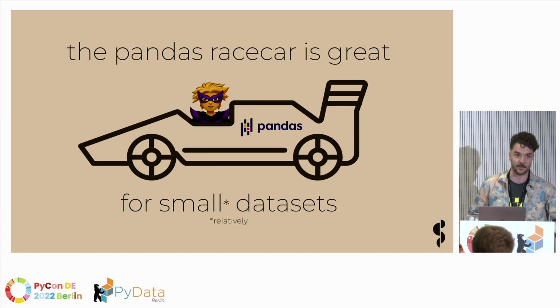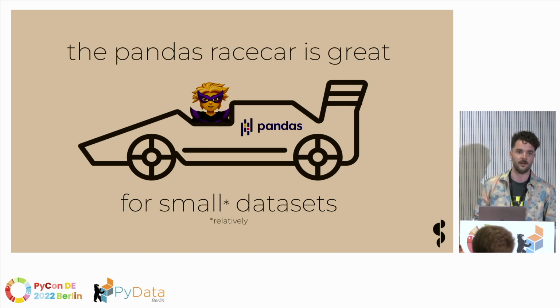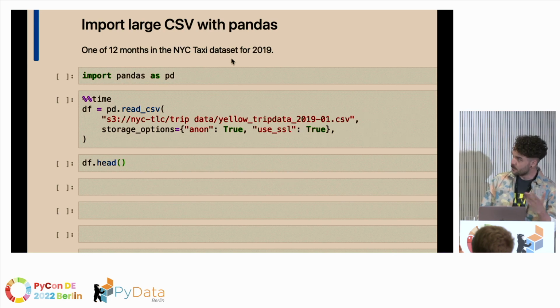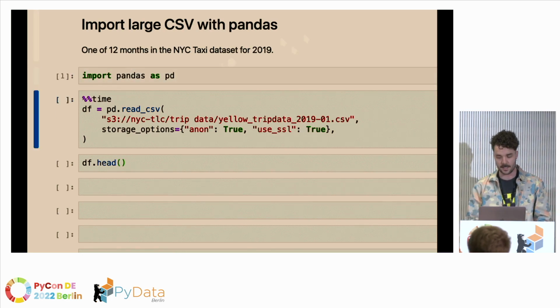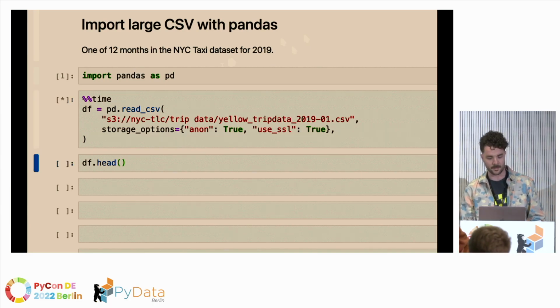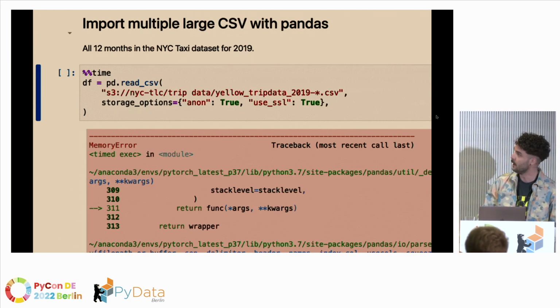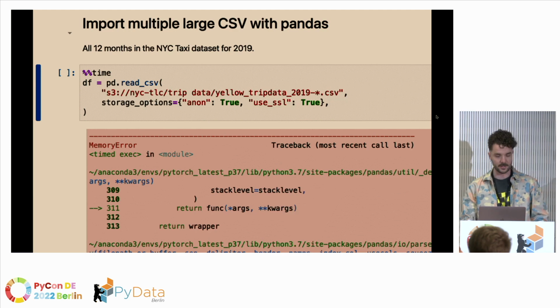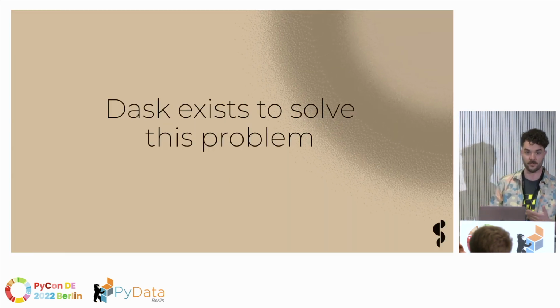So I've got 16 gigabytes of RAM on this laptop. When I start processing DataFrames with 5 or 6 gigabytes worth of data, I'm likely to run into issues. We can see that easily here. If we import the New York City taxi cab data, we can import 1 month. It's about 1 gigabyte of data, no problem. But if we try to import all of the data, at least on this machine, I'll get a memory error. And Dask exists to solve this problem.